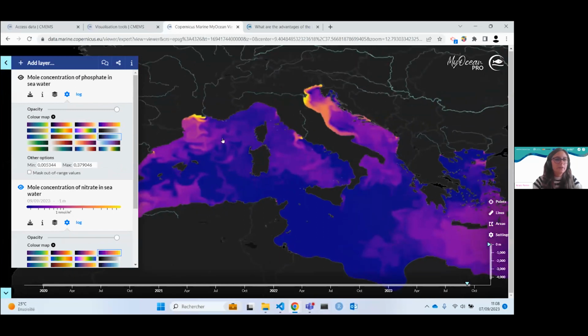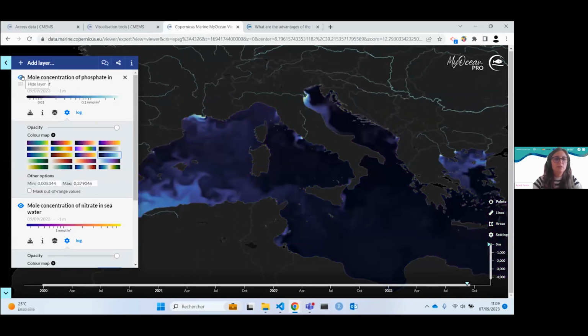So here we already see an increase of nutrient concentration at the river mouth, such as the Rhone and Po rivers. This applies to both phosphate and nitrate concentration. These nutrients are essential for underwater life and growth of algae.